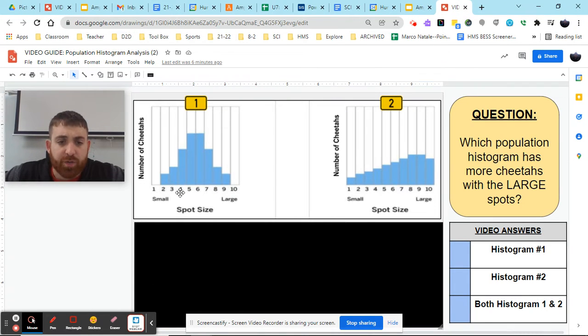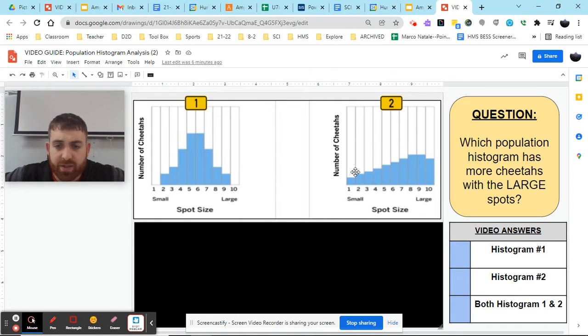The question today is going to focus on two histograms. Both histograms deal with the number of cheetahs in two unique populations. The feature that we're looking at in both histograms is spot sizes, with the traits being small spots to large spots, 1 through 10. Each histogram, 1 and 2, has a unique set of variations and distribution of those variations in relation to the cheetahs and their spots. So the question we're looking to answer is, which population histogram has more cheetahs with the large spots?